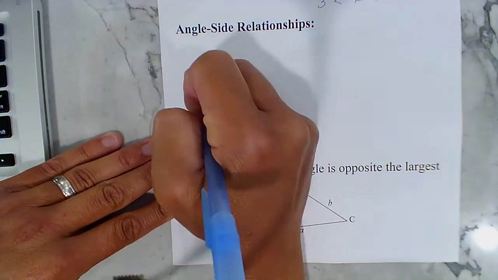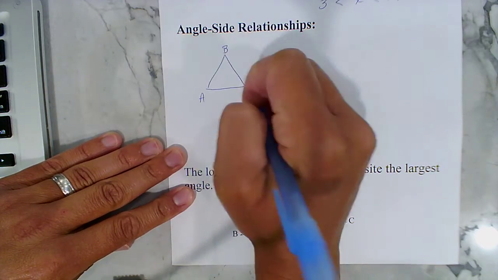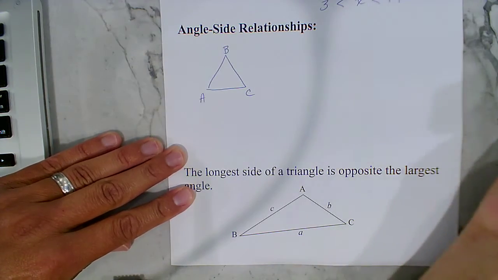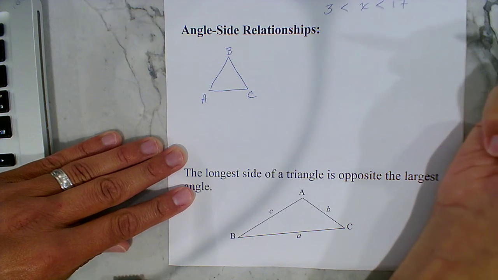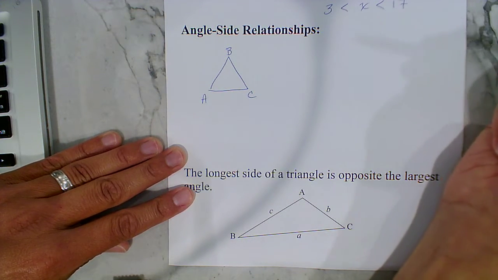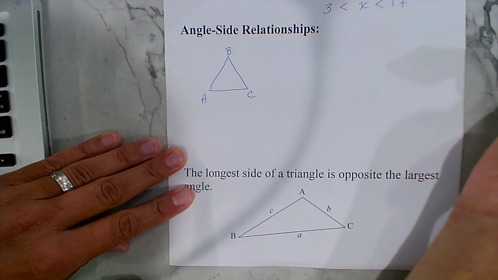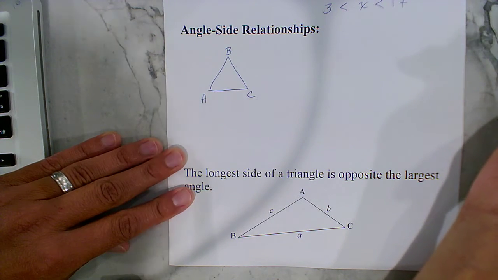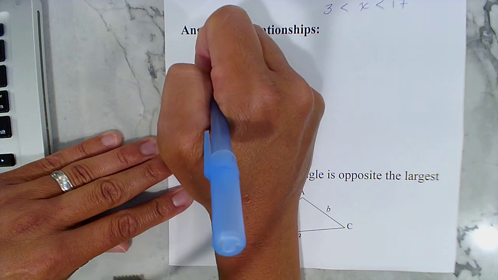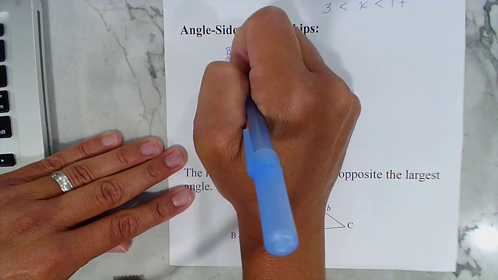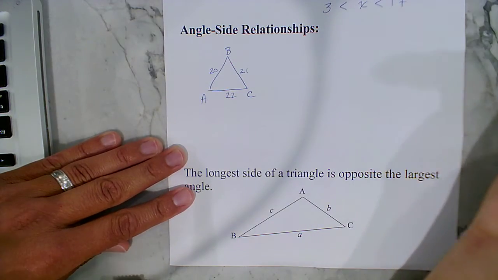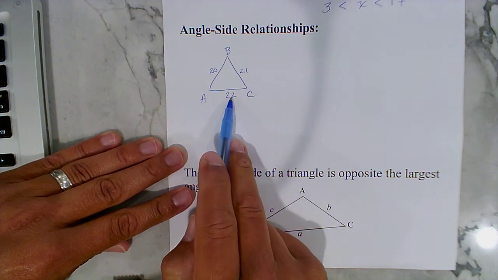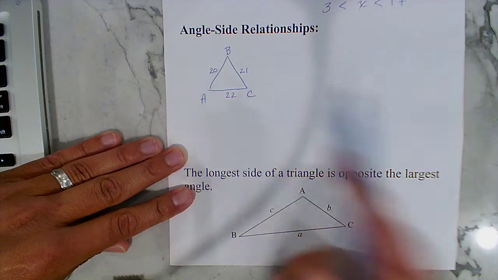So let's say I had a triangle, all right? Creatively labeled triangle ABC. Now, when I look at this, I want you to tell me what the biggest side is. But you can't do that right now. Well, what if I told you this was 20, this was 21, and this was 22? Well, now you can tell me what the biggest side is. It's the 22, right? So side AC would be the biggest.